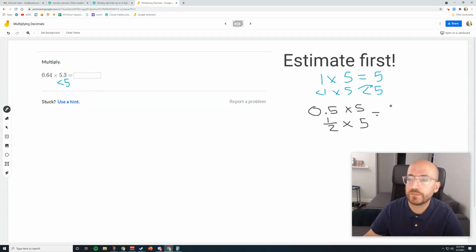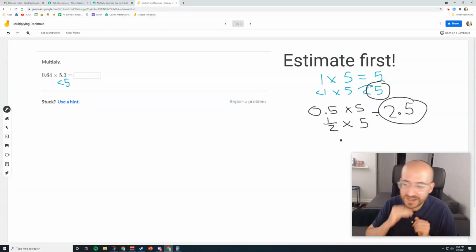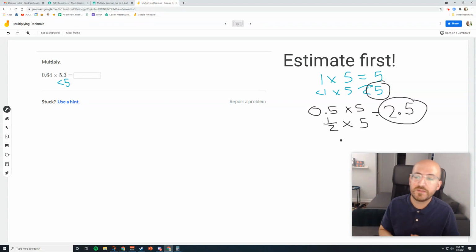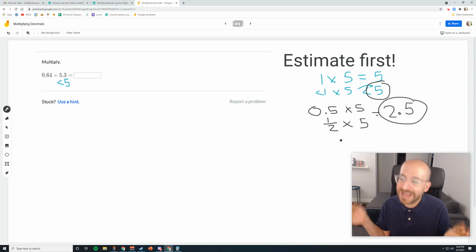2.5, right? So maybe my answer will be more than 2.5 because this is more than half, or 5. If I got an answer like 13, that doesn't make sense. If I got an answer like 100, that doesn't make sense. If I got an answer like 0.3, that doesn't make sense.